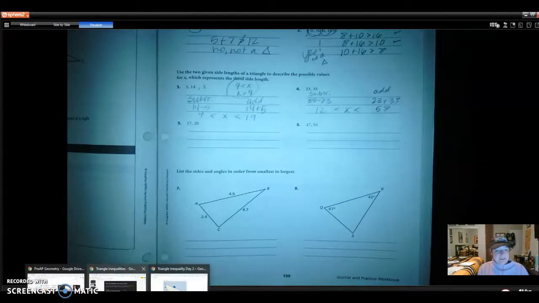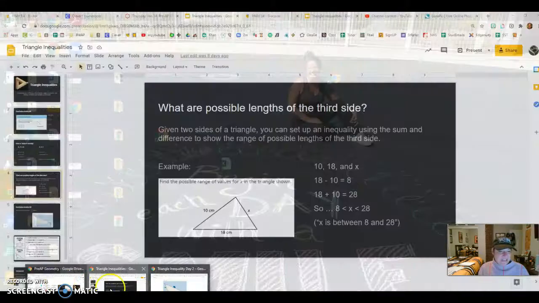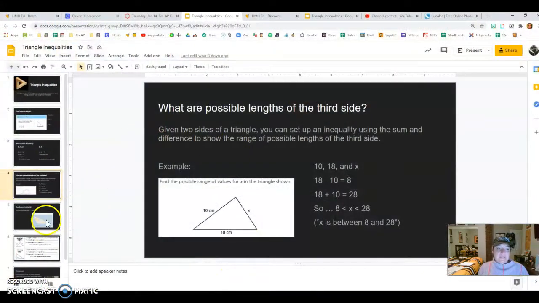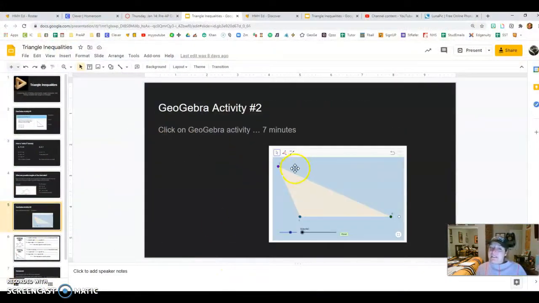All right, one more thing to talk about, and that is the last little idea. So GeoGebra activity number 2, this is actually really kind of important. If you want to go in and do this, I'm actually giving participation points. So I know that you were absent, but if you want to go in and do it, I can give you those points. But here's what you're going to discover when you do it, okay?